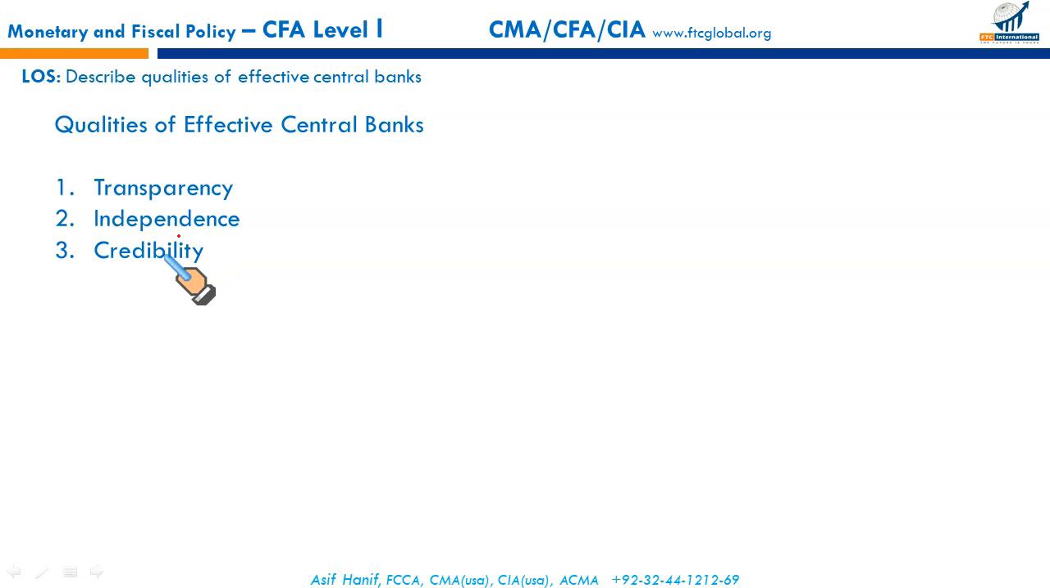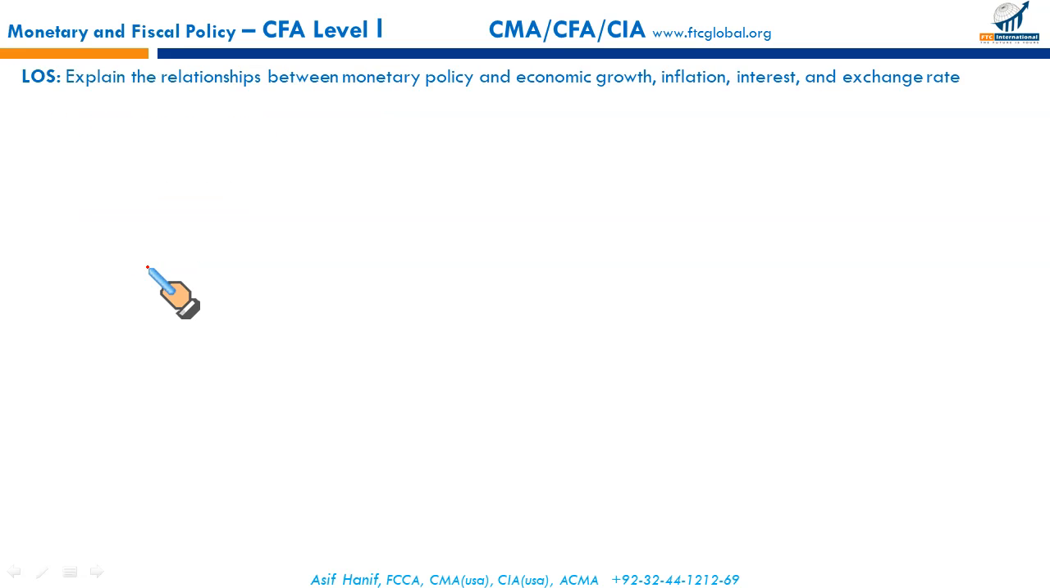And the last point here is credibility. The public must believe in the central bank's actions and reasons for acting. So these are the three qualities of an effective central bank. Your next LOS is to explain the relationship between monetary policy and economic growth, inflation, interest, and exchange rates.